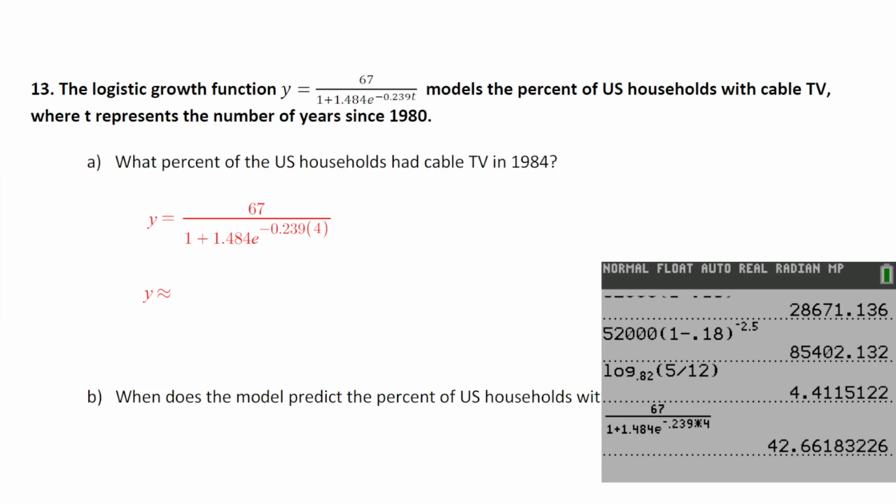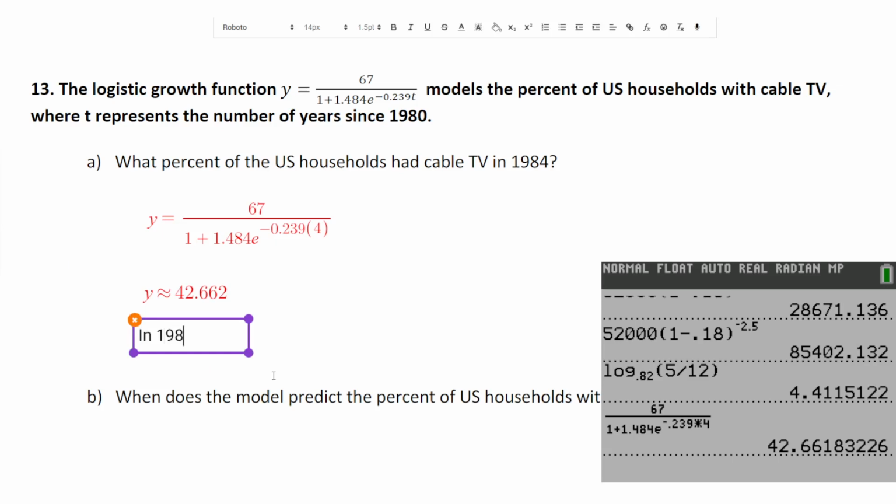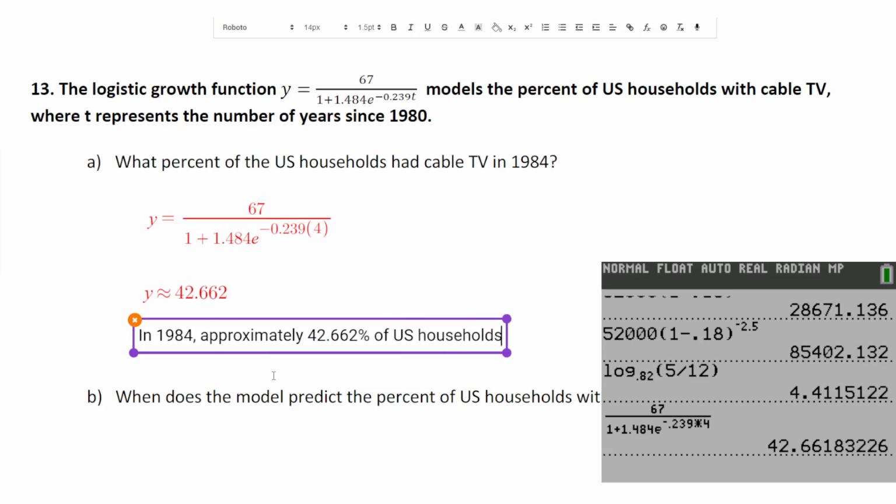We get about 42.661, I guess would round to 42. Okay, so as far as a percent goes, it's a little bit over 42%. So we're going to say, as our final answer here, in 1984, approximately 42.62% of U.S. households had cable TV.